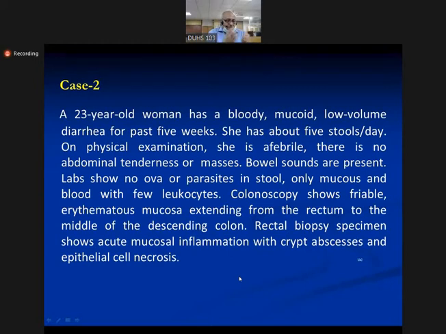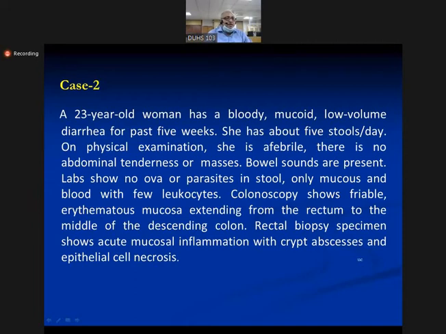And the stools contain only mucus with few leukocytes. Again, colonoscopy was performed, and it shows again an erythematous, friable, velvety mucosa, and that is a diffuse sort of inflammation extending from the rectum to the middle of the descending colon. Now, rectal biopsy specimen shows acute mucosal inflammation with crypt abscesses and epithelial cell necrosis.